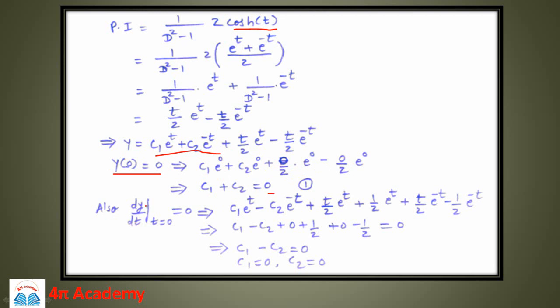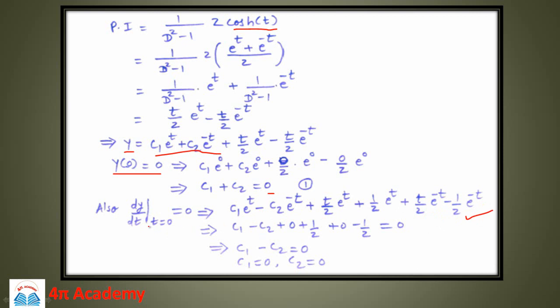Also dy by dt at t is equal to 0. So first we calculate what is dy by dt. So let us differentiate this y with respect to t. Differentiating this y with respect to t, we get the answer as c1 into e raised to power t minus c2 into e raised to minus t plus t by 2 into e raised to t plus half into e raised to t plus t by 2 into e raised to minus t minus half into e raised to power minus t. So you can solve this and you will find that this is the correct answer for dy by dt.